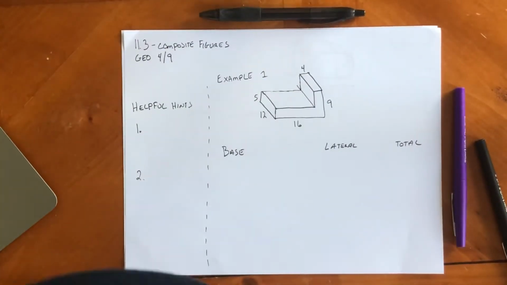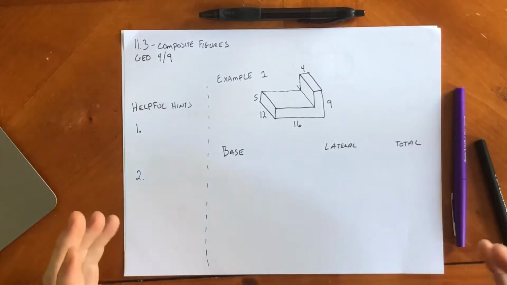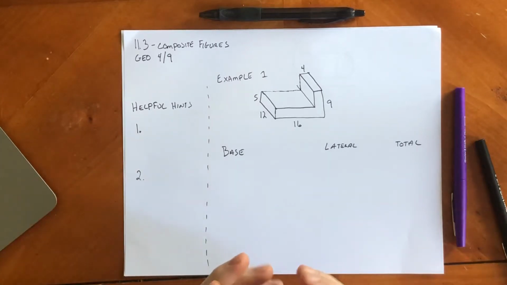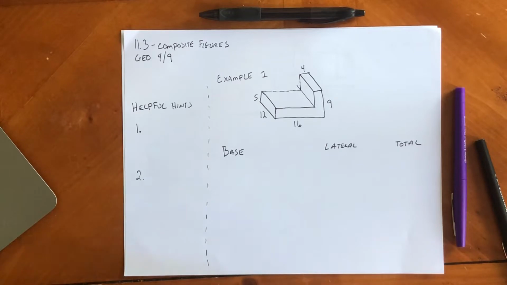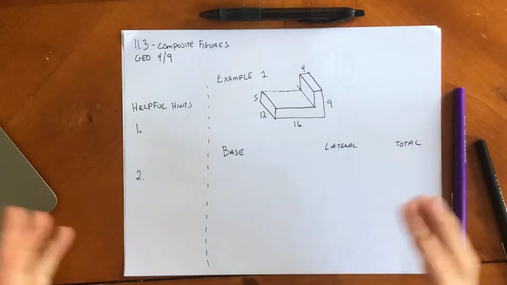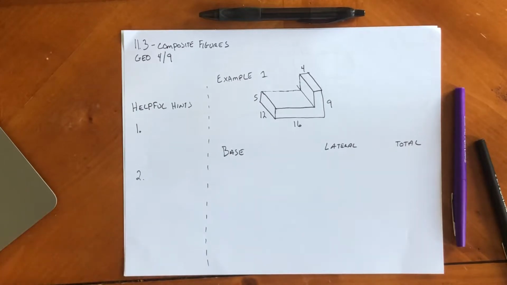Alright guys, 11.3 composite figures. So composite figures are when you take two figures and you either jam them together to make one big figure that's made up of multiple things, or you rip them apart and you have one figure that's like a big thing minus a small thing.